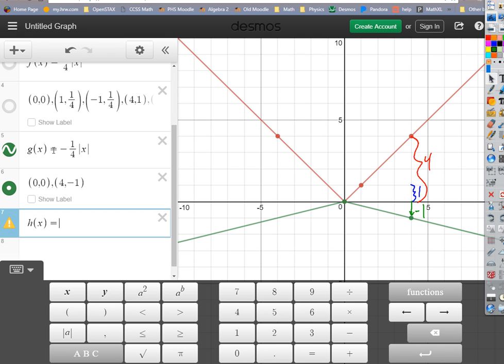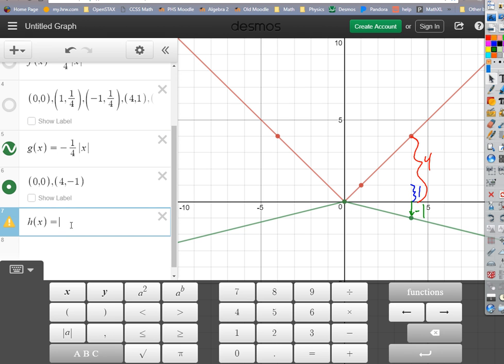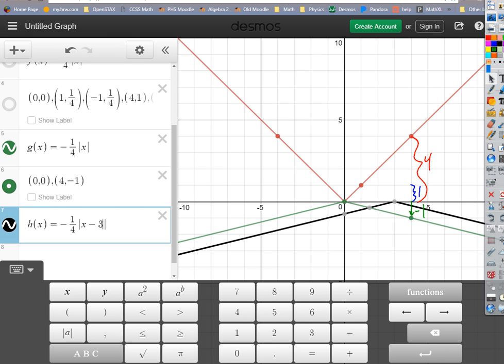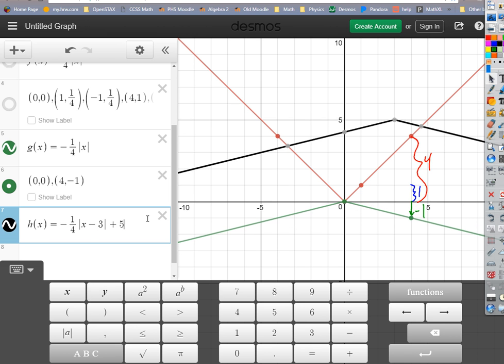And we're just going to say we're going to borrow this function, so it's going to look just like this one. But if I subtract 3, look what it does. It scoots over 3 from x. It scoots to the right by 3. What was the other part? I added 5. Is that right? Yep. There it is. There's my function.